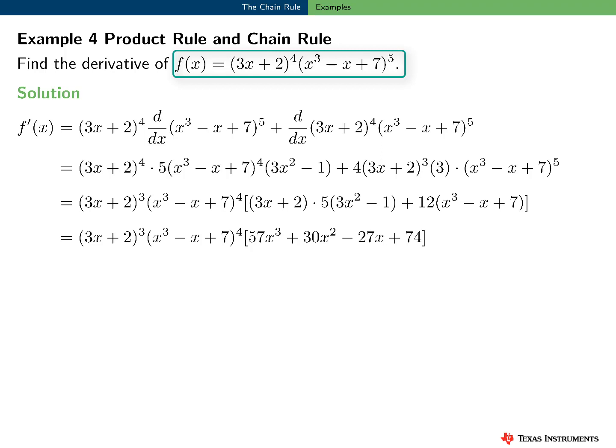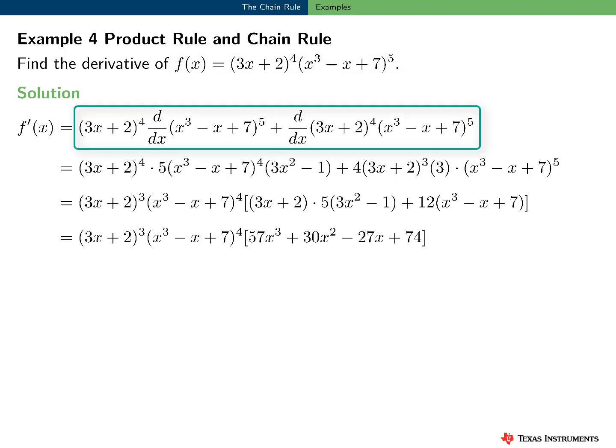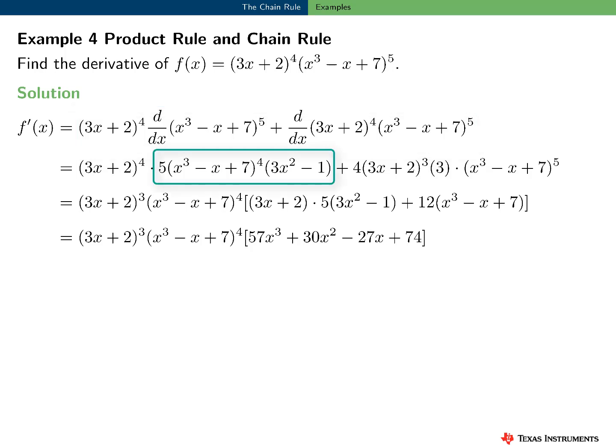The overall rule governing the derivative of f is the product rule. And then in order to take the derivative of each term, we'll need to use the chain rule. The derivative of f is equal to the first function times the derivative of the second plus the derivative of the first function times the second function.